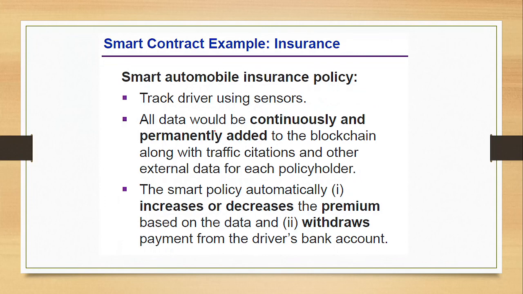Insurance also is a beneficiary, like for example the smart automobile insurance policy, right? They can track drivers using sensors, so all data will be continuously and permanently added to the blockchain, along with every traffic citation. So what happens is that the smart policy automation will increase or decrease based on the data or withdrawals, payments. So it's going to automate the insurance policy. That's what we are saying. Things will just work seamlessly without the third parties.